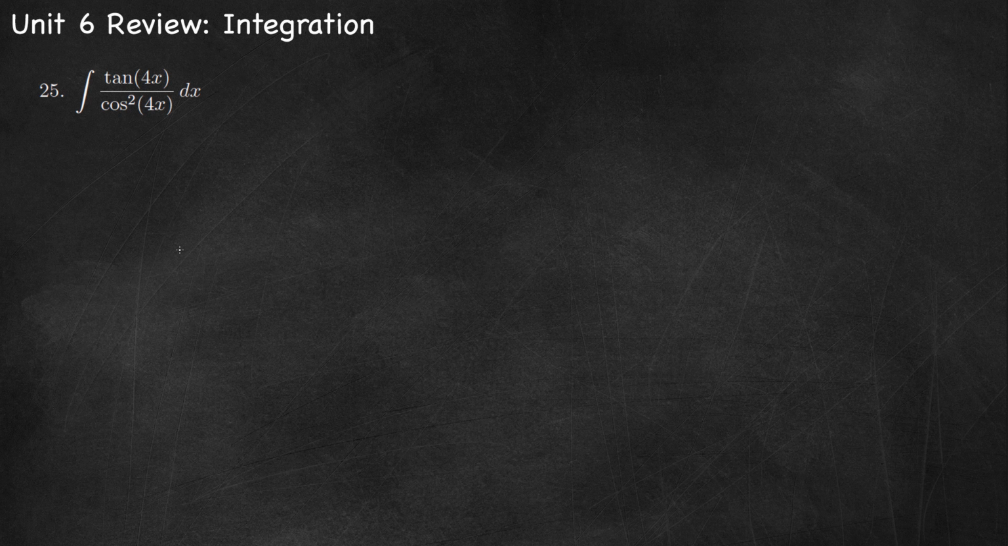And I know the derivative of tangent x is secant squared x, and I don't have secant squared x, but I have 1 over cosine squared 4x, which is the same as secant squared 4x. So I do kind of have the derivative of tangent in this problem. So we're going to let u equal tan 4x.